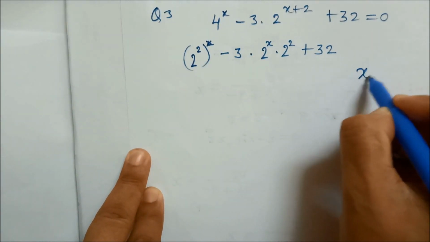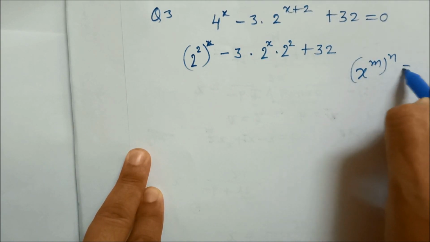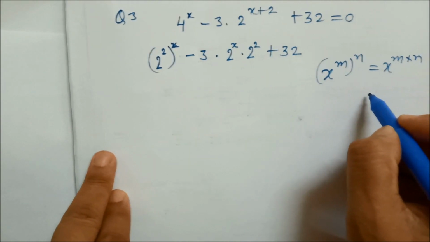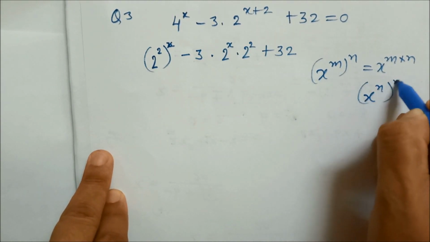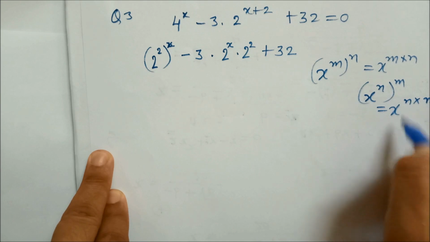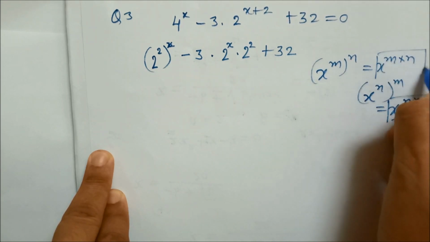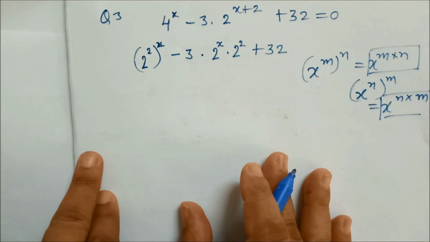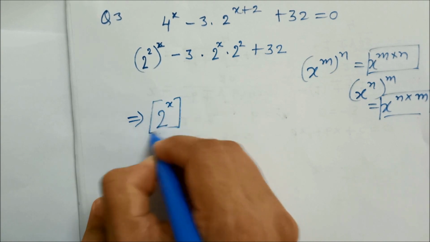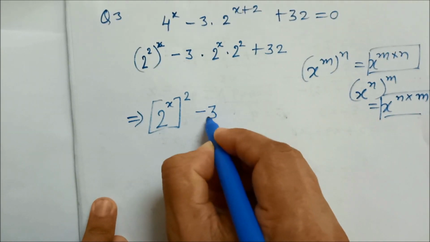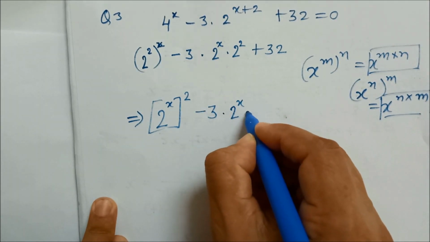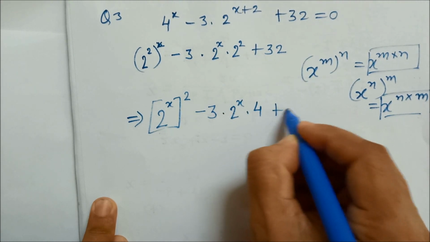We can interchange this: x raised to the power m whole power n, we can write as x raised to the power m into n, or x raised to the power n whole power m is equal to x raised to the power n into m. In both cases we will get the same answer. So by using this we can convert this part, 2 raised to the power x whole power 2, minus 3 into 2 raised to the power x into 2 square, which is 4, plus 32.